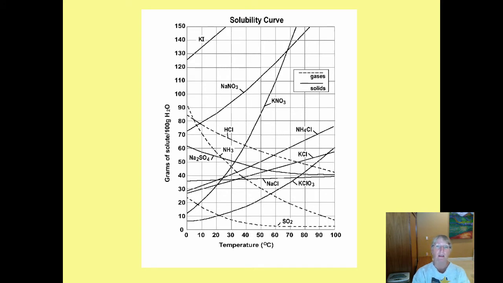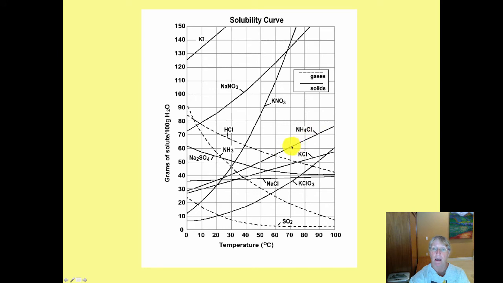The solid lines represent solid substances. And for all solid substances, except for a few like the cerium salts, if you warm them up, they're going to become more soluble in their solvent. Notice that this is the common way that you will see. We often express water as the solvent for various substances, since it's the universal solvent, and we express it per 100 grams.